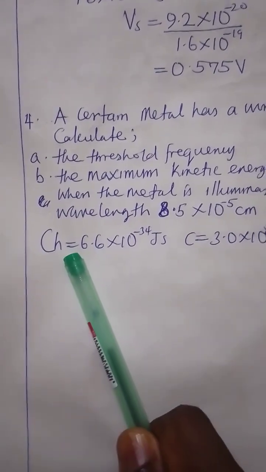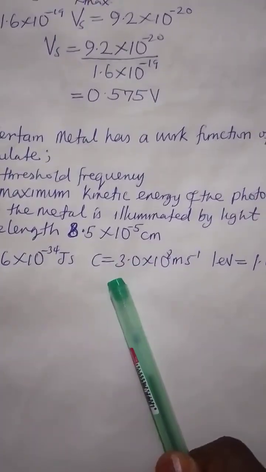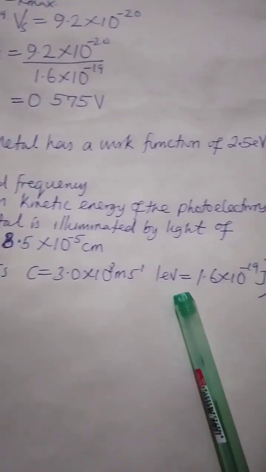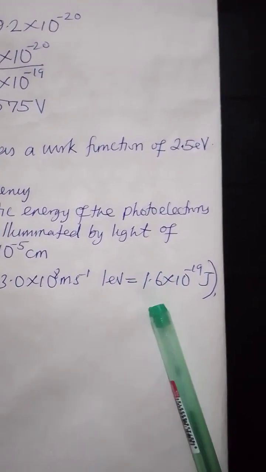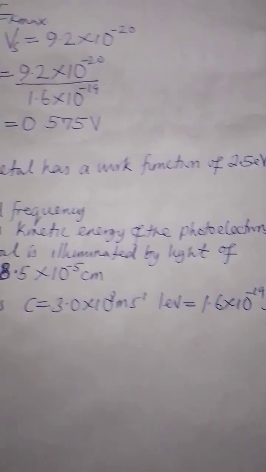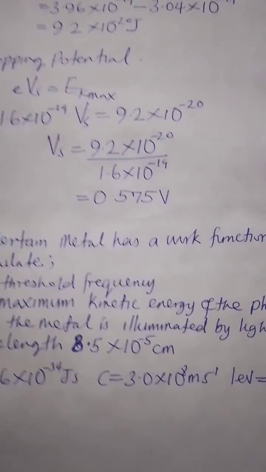Given Planck's constant to be 6.6 times 10 to the power minus 34 joule second, c to be 3.0 times 10 to the power 8 meter per second, and 1 electron volt to be 1.6 times 10 to the power minus 19 joules. This brings us to the end of photoelectricity.